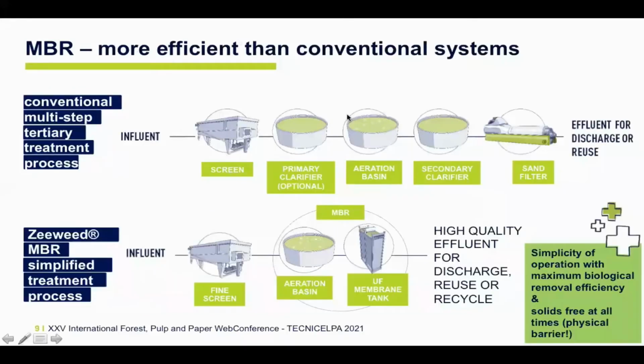The MBR is more efficient than conventional systems, and we can see why. On the top, we have a conventional multi-step tertiary treatment with an inlet screening step, a primary clarifier, optional, it's not always the case, followed by an aeration basin, a secondary clarifier to make the solids liquid separation, and then a sand filtration. With the Seaweed MBR treatment process, we can immediately see that it's much simpler.